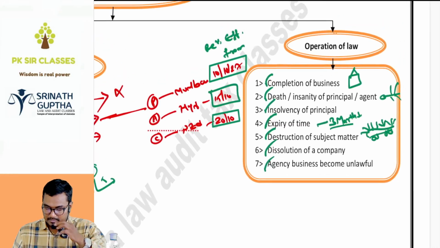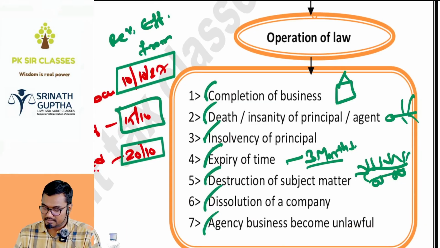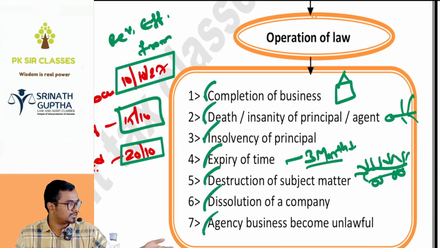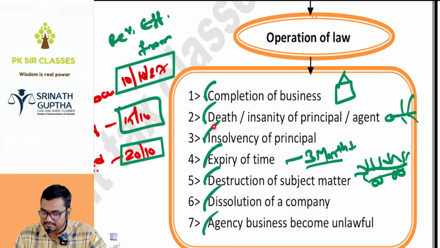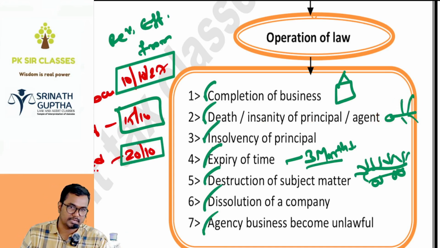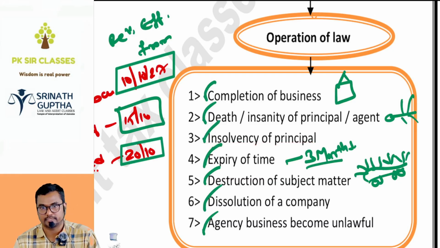Next one. Agency comes to an end by the operation of law also. Like completion of the business: I am appointing Vani to sell the building, and once the building is sold, the agency ends. Death and insanity of the principal or the agent: by death of the principal or agent, the agency comes to an end. Insolvency of the principal: by insolvency of the principal, the agency also ends.